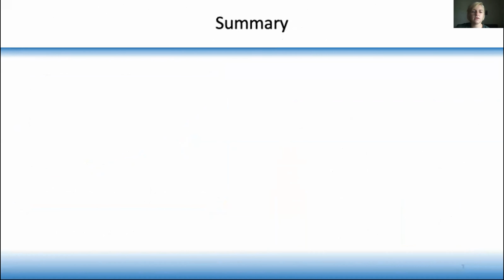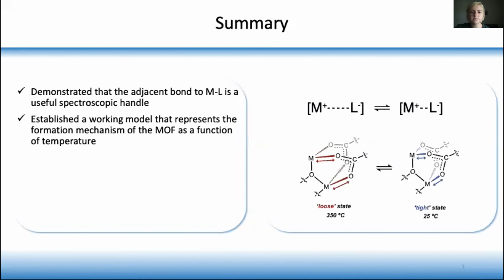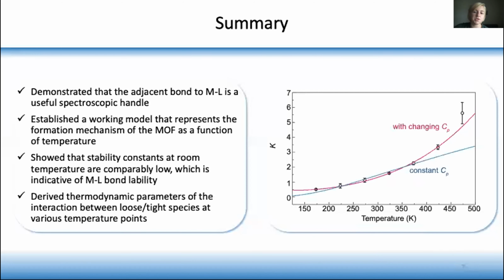In conclusion, we successfully demonstrated that the adjacent bond to the metal-linker is an extremely useful characterization handle, especially for low energy metal-linker bonds. We also established a working model that represents the formation mechanism of the MOF as a function of temperature. We showed the stability constants at room temperature are comparably low, which is indicative of metal-linker bond lability. We also derived thermodynamic parameters of the interaction between the loose and tight species at various temperature points.